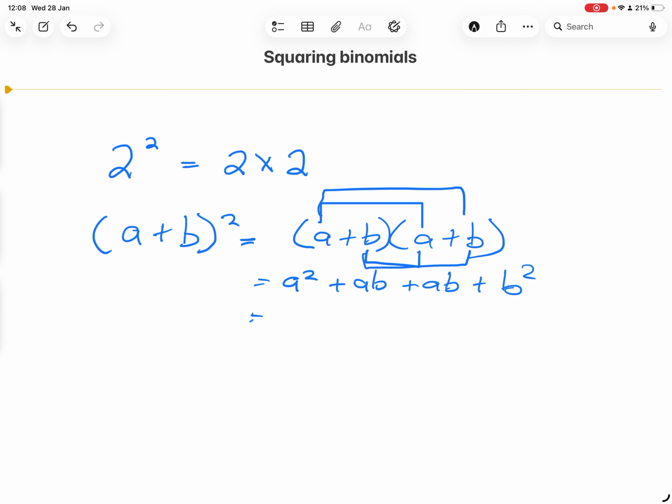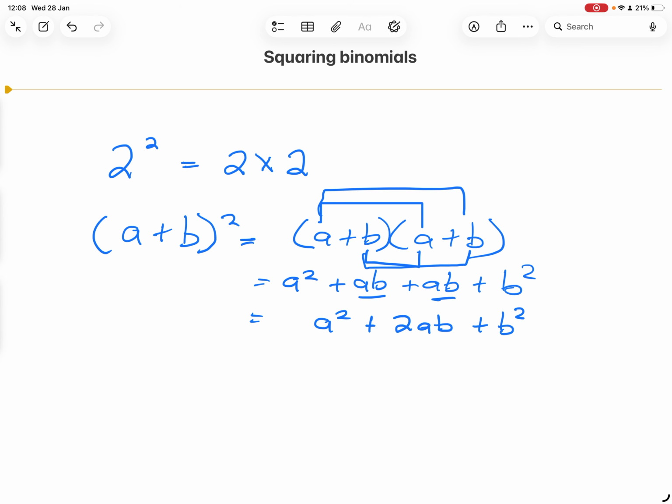And so to simplify it, we are going to add like terms together. We only have 2 like terms, which are the middle terms: ab plus another ab. That will give us 2 of the same thing, which is 2ab, plus b squared. All right, so this is what it will look like.